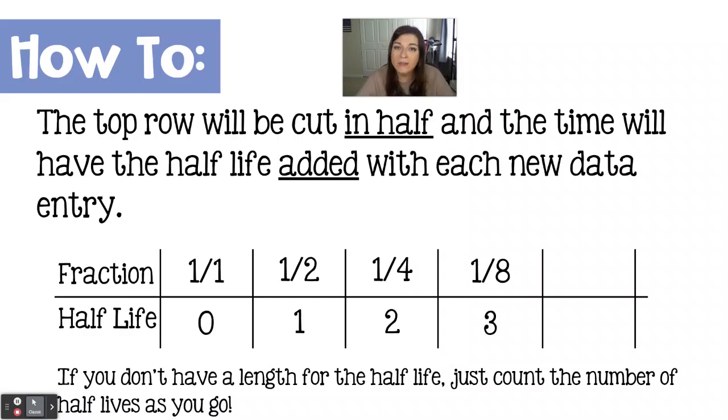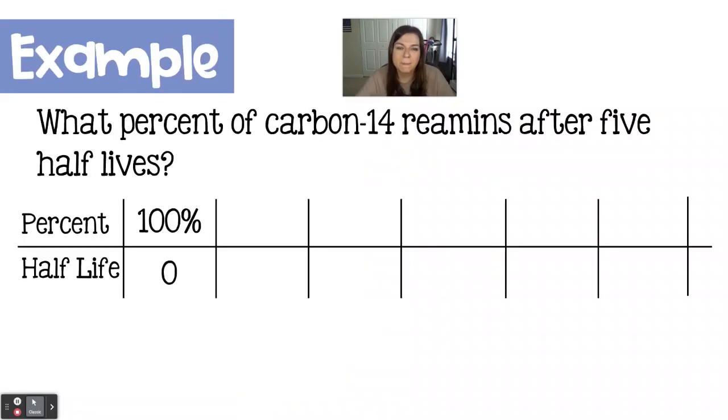But if you don't have a specific half-life, like carbon-14 being 5,700 years, then you can just count half-lives. Remember, the timer starts at 0, and then every half-life would be 1, 2, 3, 4, 5, or it would be that 5,700 plus 5,700 plus 5,700 going through the whole table.